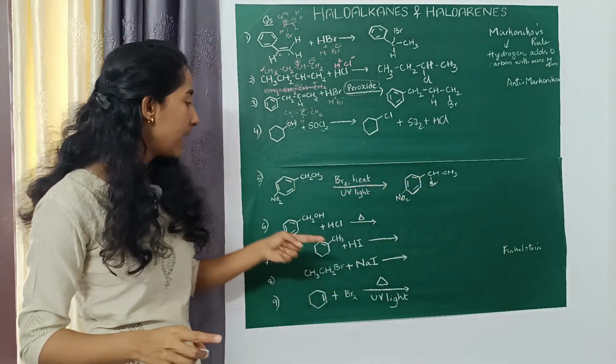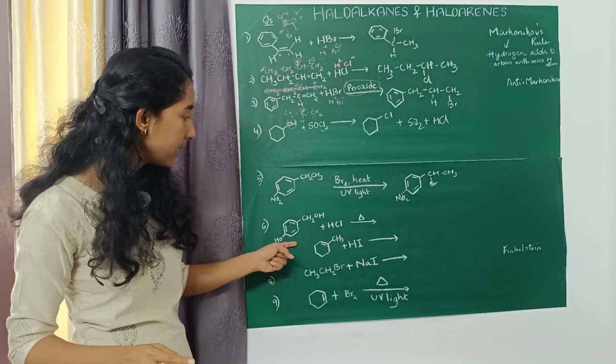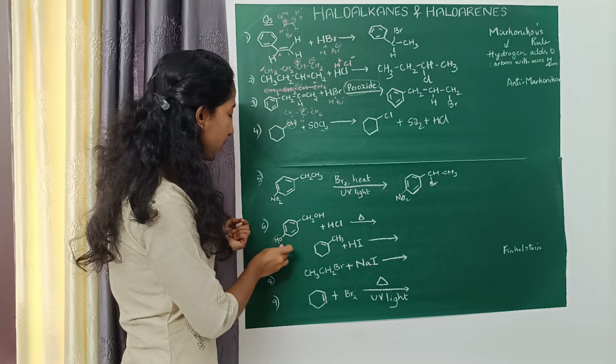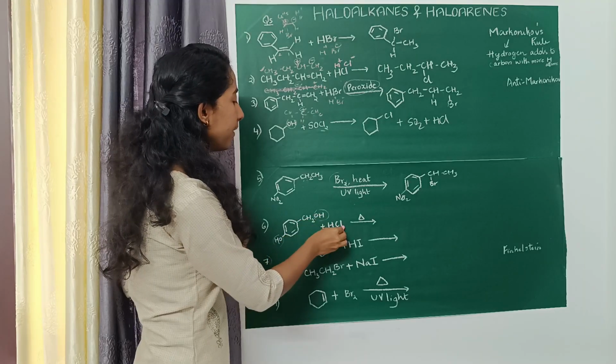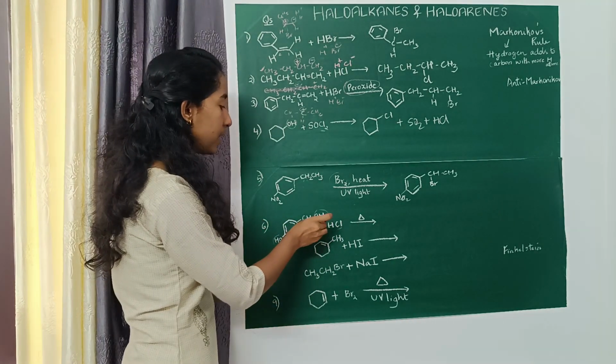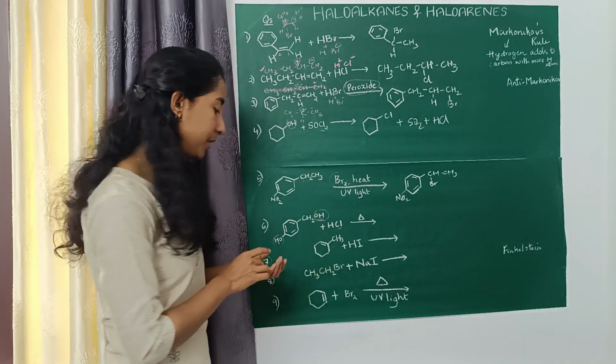Okay. And then the next case, in the next sixth question, you can see that there are 2 OH groups. Okay. And you have HCl. So basically which OH will be replaced? Basically this OH will be replaced with Cl. Okay. When you heat it.